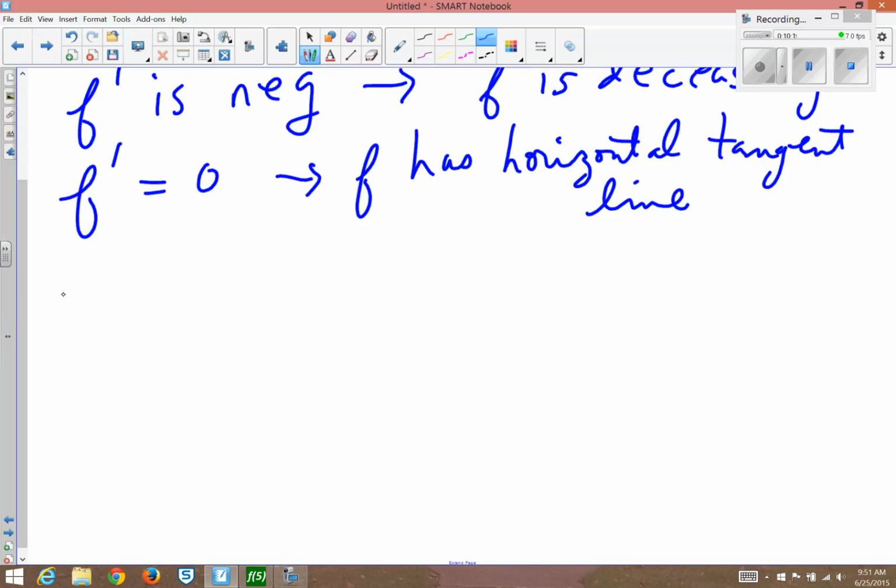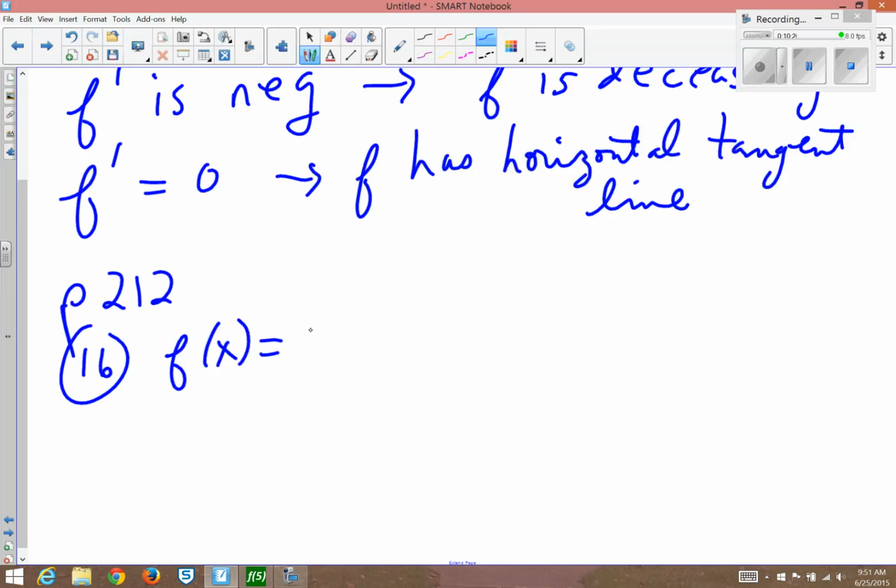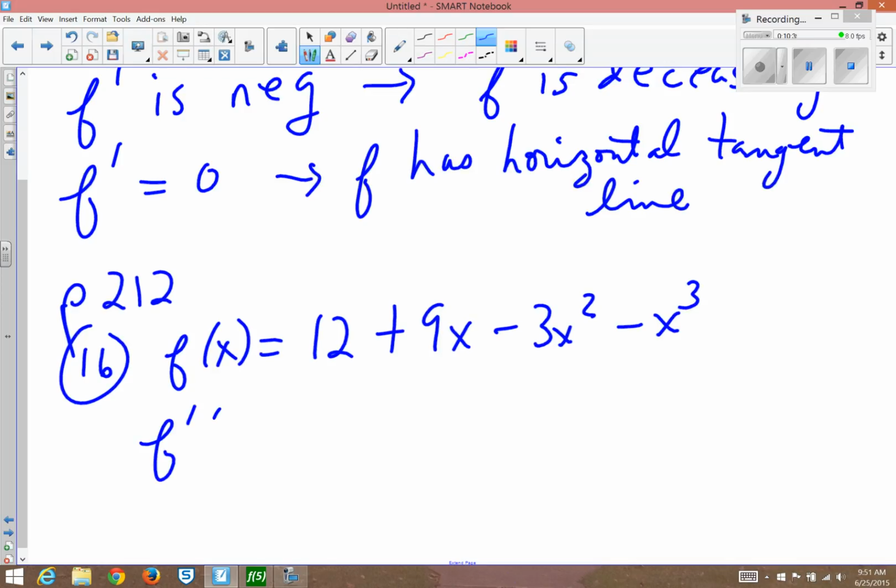So we're going to do page 212, exercise 16. F of x equals 12 plus 9x minus 3x squared minus x to the third. The derivative of this function, f prime of x, equals 0 plus 9 minus 6x minus 3x squared. There's a 1 here. You can't see.